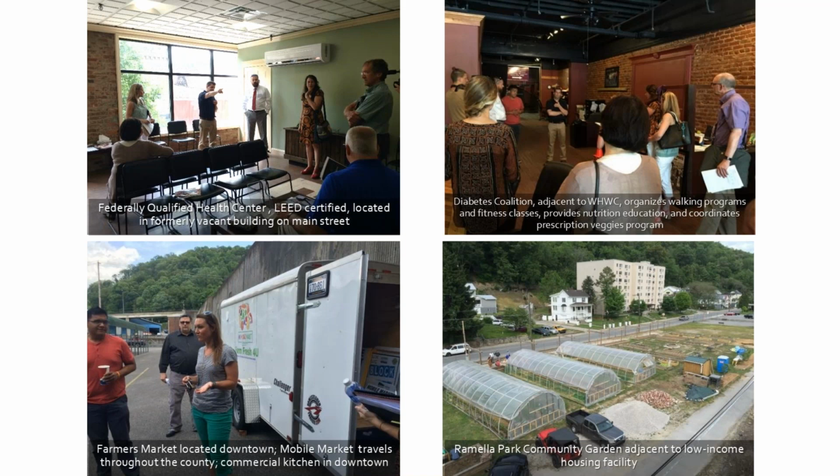So Williamson has this downtown farmers market, and they've also created a mobile market to take fresh fruits and veggies out and around to the community members who can't necessarily get to downtown Williamson. They also have a commercial kitchen in the works that's being built downtown. You'll also see the Ramella Park Community Garden in your bottom right-hand corner of the screen. This is a really special place too, where the community has banded together to create this growing space. It's actually across the street from a low-income senior housing facility, so residents in that facility can walk across the street and garden and grow their own food.